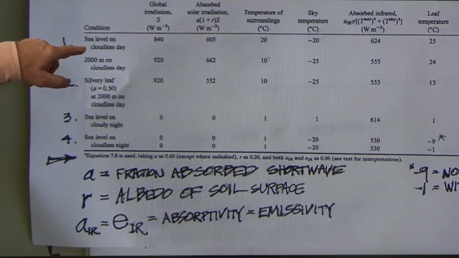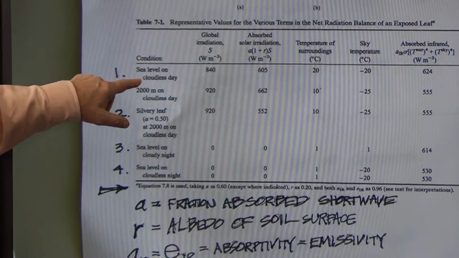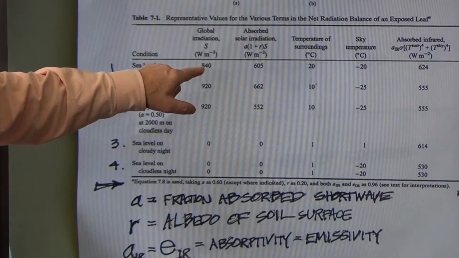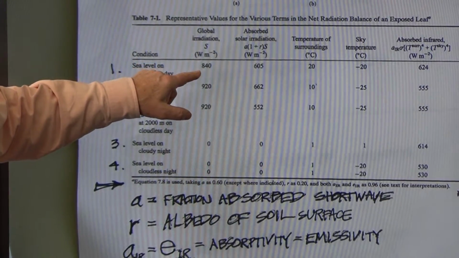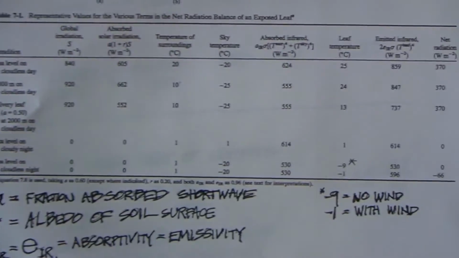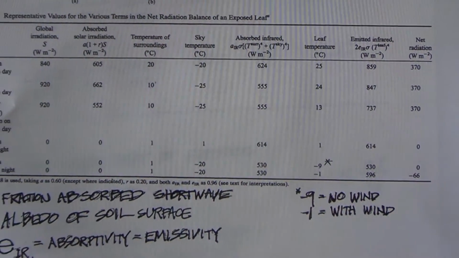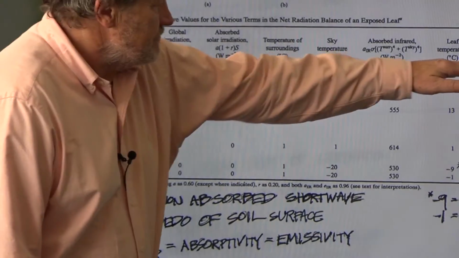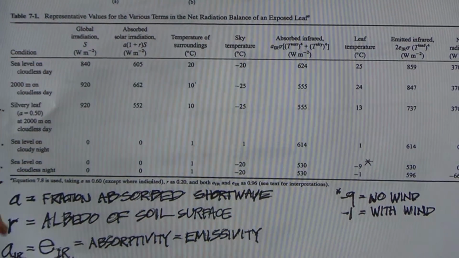It says first one, sea level, cloudless day, 840 coming in. So this isn't quite 1,000. It's not quite full sunlight. But he ends up with net radiation of 370, which he uses up here. And he's got the components of all the things in and out on here.